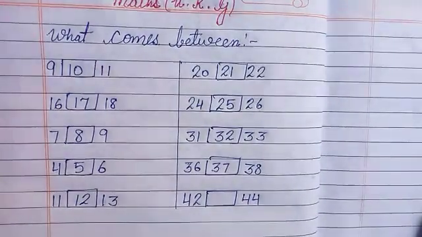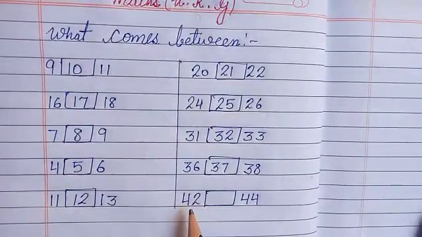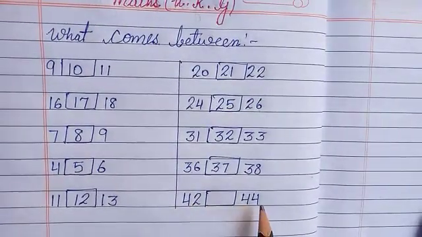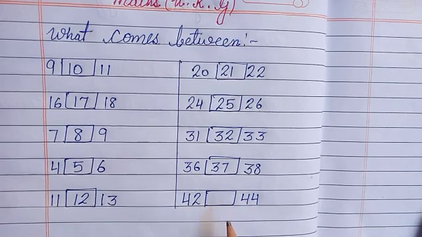Okay students, now I am going to solve the next question. Here are 42 and 44. Which number will come between 42 and 44? 43 comes between 42 and 44. You write here 43.